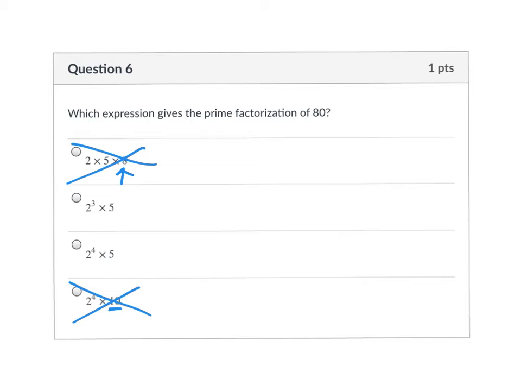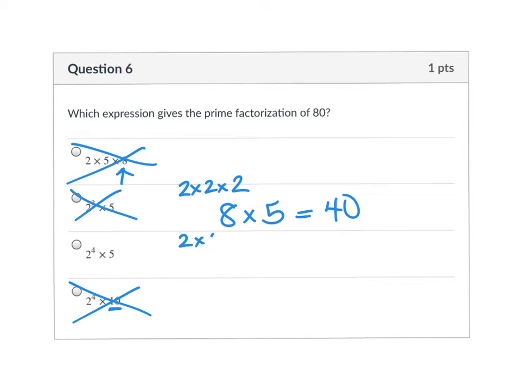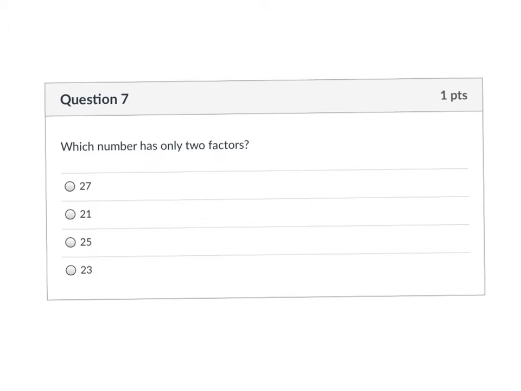So now I'm just going to check. 2 to the 3rd power is 2 times 2 times 2. So 2 times 2 is 4. 4 times 2 is 8. 8 times 5, well, that only equals 40. So that can't be it. Let me just check this final one to make sure it's correct. 2 to the 4th power is 2 multiplied by itself 4 times. So 2 times 2 is 4, times 2 is 8, times 2 is 16, and 16 times 5 does equal 80. So that's the correct answer.